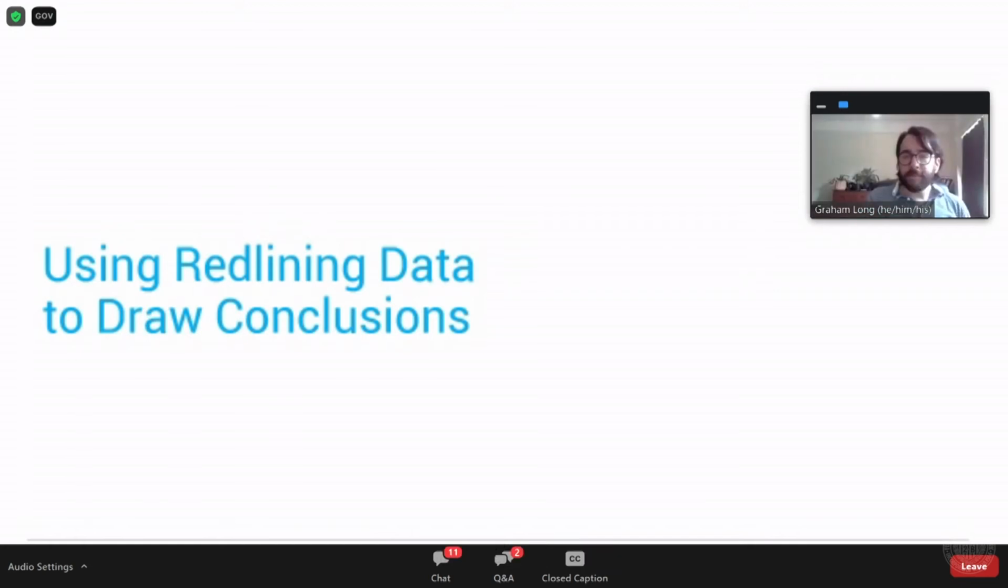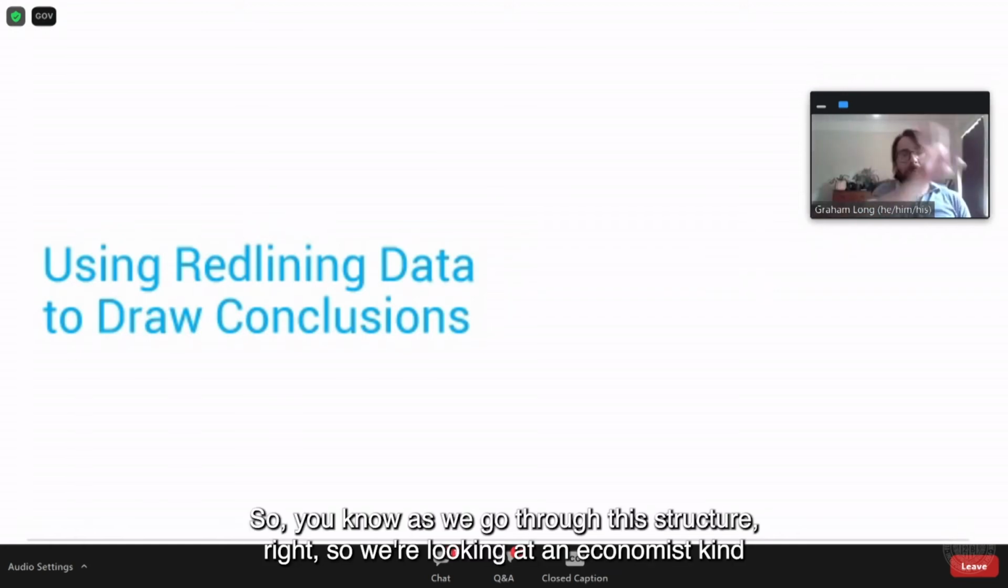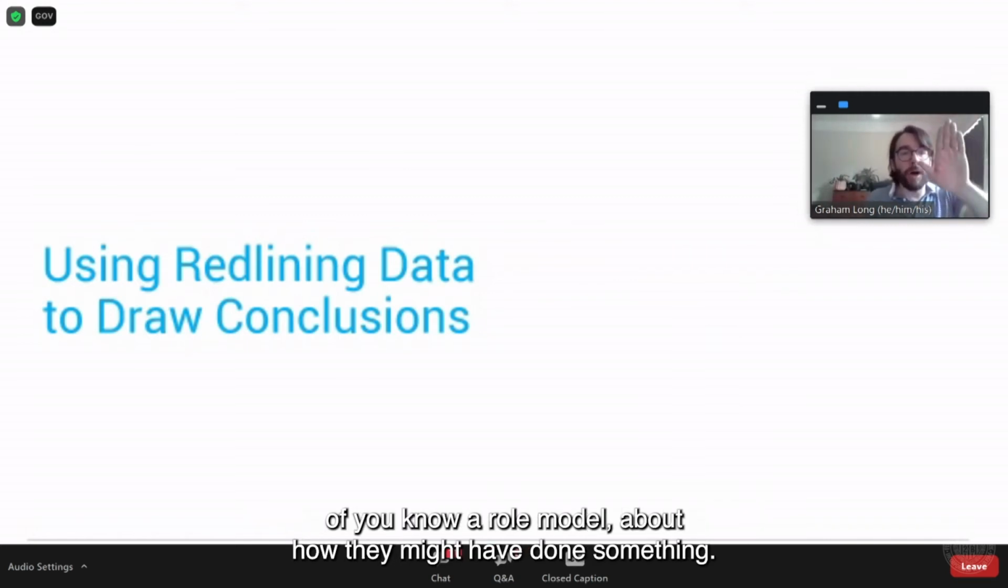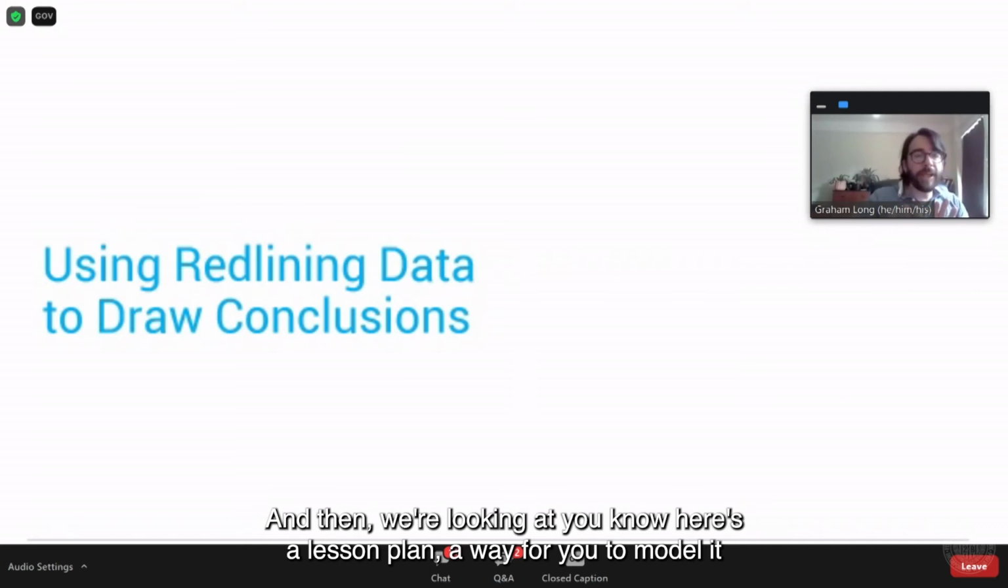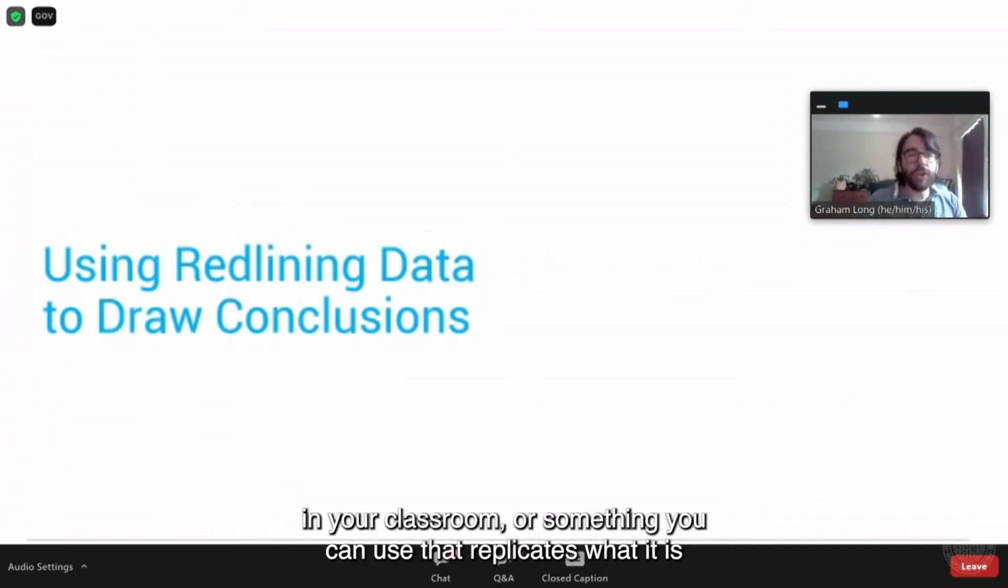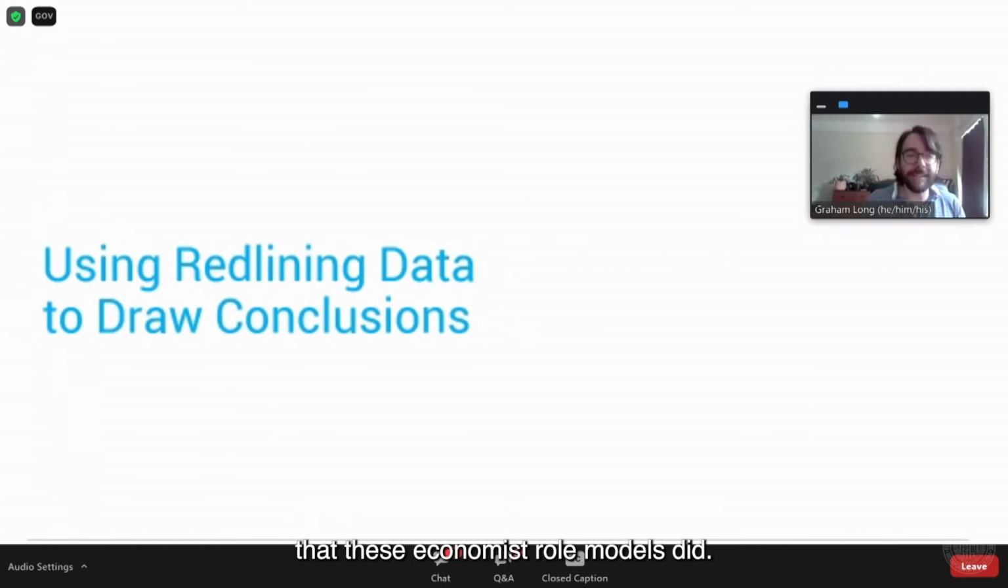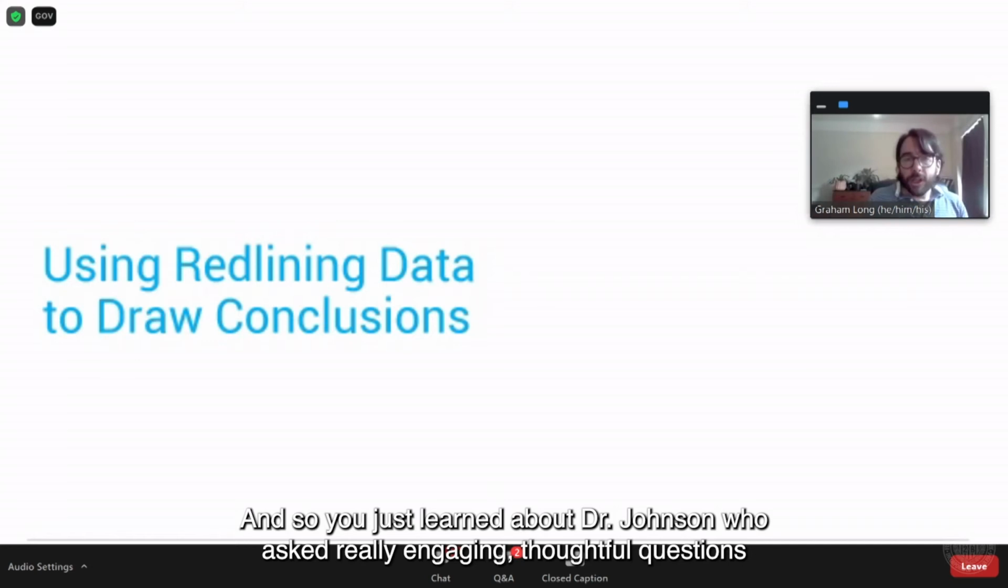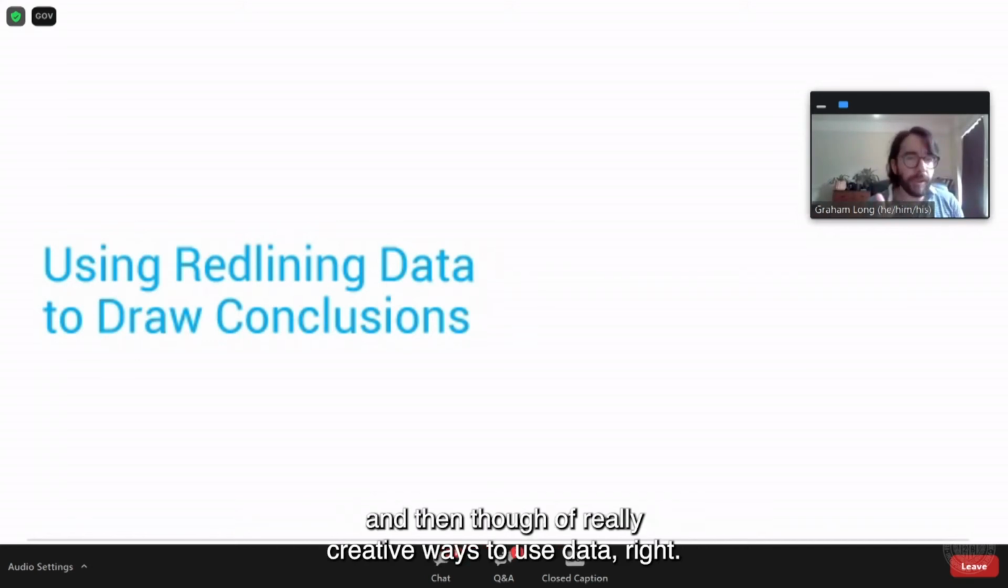Thank you, Tess. So as we go through this structure, we're looking at an economist as a role model for how they might have done something. And then we're looking at a lesson plan, a way for you to model it in your classroom, or something you can use that replicates what these economist role models did. And so you just learned about Dr. Johnson, who asked really engaging, thoughtful questions, and then thought of really creative ways to use data, right?